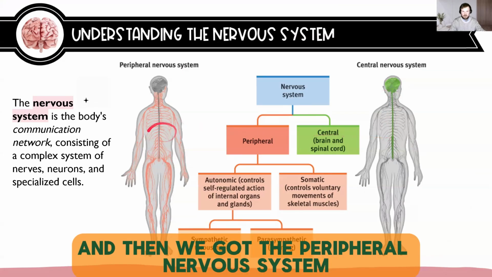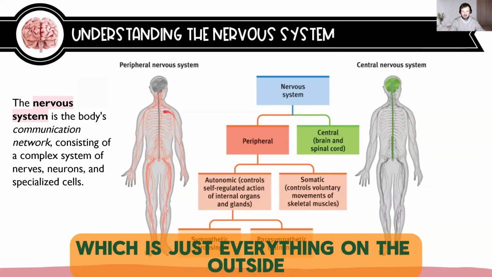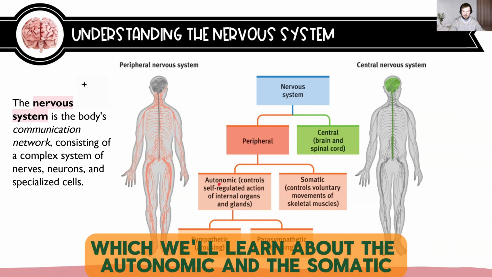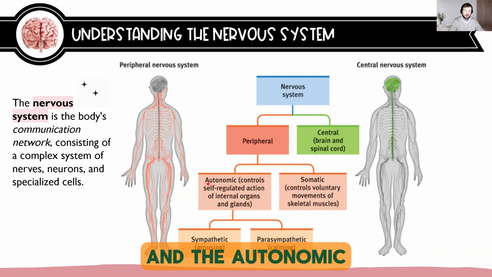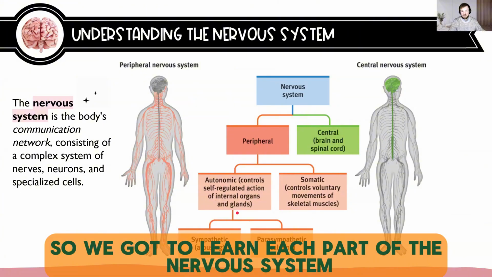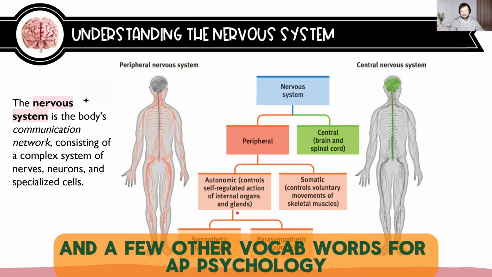And then we got the peripheral nervous system, which is just everything on the outside, all your nerves on the outside. And the peripheral nervous system is divided into two parts, which we'll learn about, the autonomic and the somatic. And the autonomic nervous system is divided into two parts, the sympathetic and the parasympathetic. So we got to learn each part of the nervous system and a few other vocab words for AP psychology.